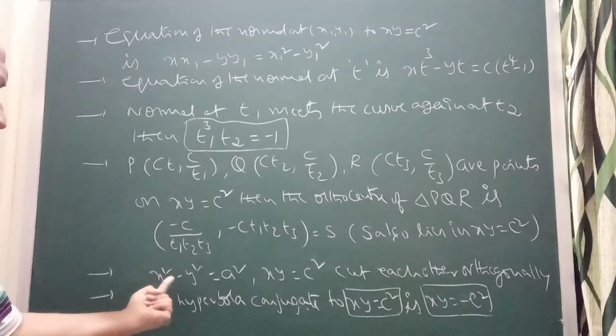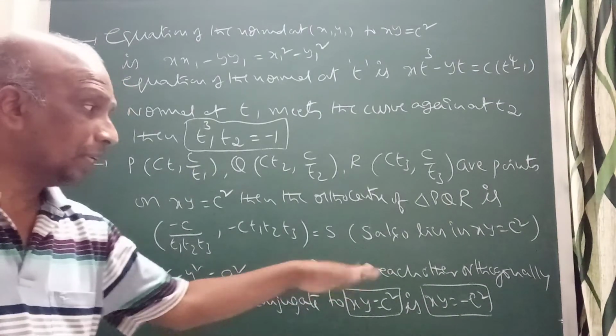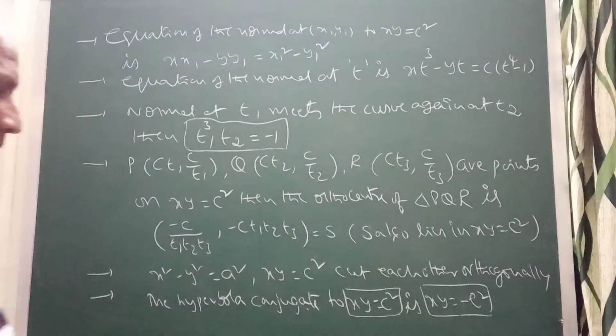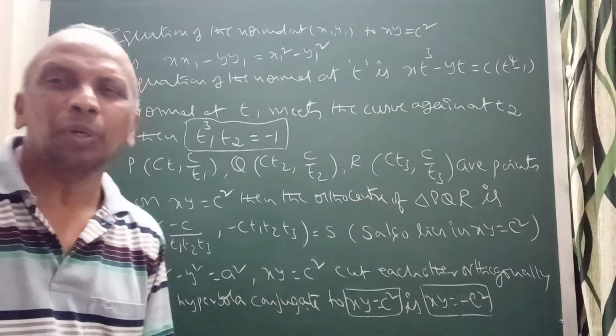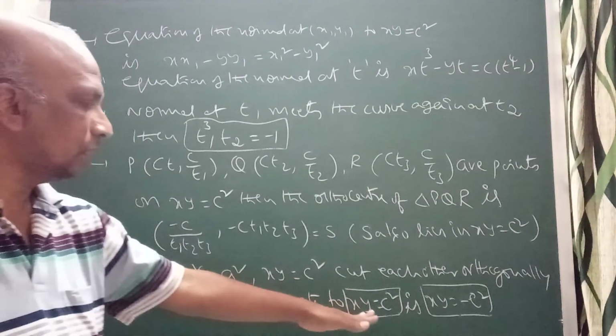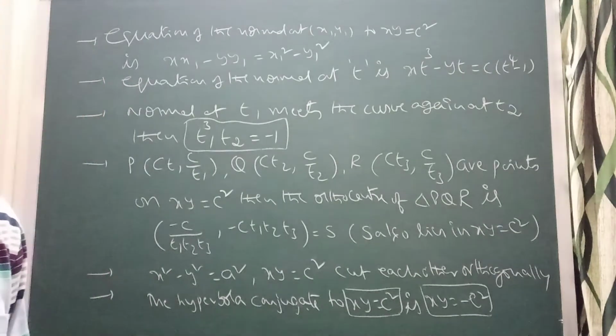Now x square minus y square equal to a square and xy equal to c square, both are rectangular hyperbolas, and these two cut each other orthogonally. And the hyperbola conjugate to xy equal to c square is xy equal to minus c square.